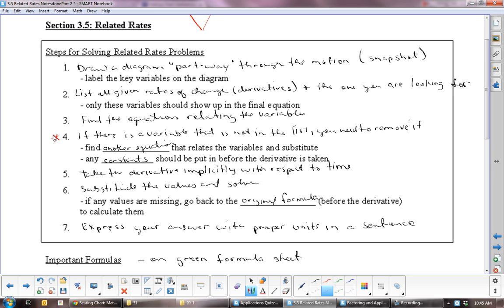Now, taking the derivative implicitly, that could happen at any time. Sometimes it's easier to do it higher up, because how do you know what to go look for or get rid of until you do the derivative and you see the problem. And then you substitute all the values in and solve. And then sometimes you've got to go back to the original formula and then you express in proper units. So these steps may make a bit more sense now that we've done a few yesterday. Now we're going to do yesterday's on steroids a bit.